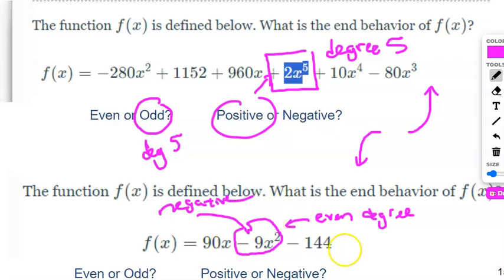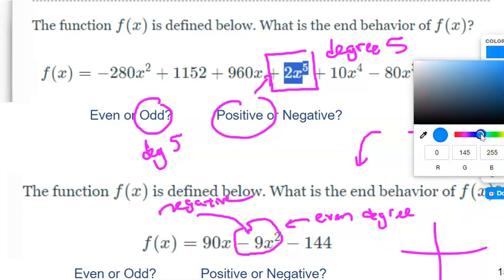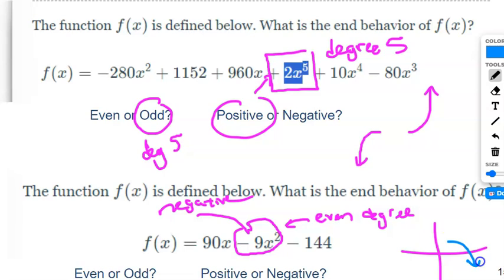I could graph that in Desmos. What I'm going to see is a graph that, since it's even, either has both sides going up or both sides going down. Since it's negative, I know it's going down on the right side. Since it's even, it has to be going down on the left side. Now, I don't know what happens in the middle. I just know about the end behavior, which again was the key topic here.